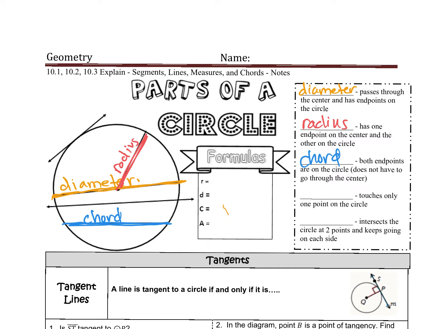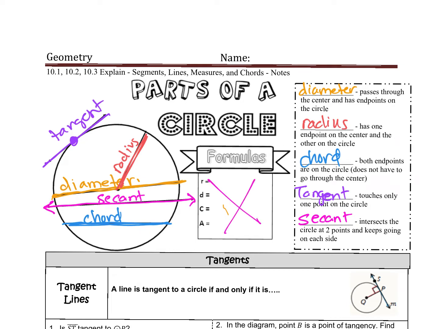Touches only one point on the circle. So right here would be the point it touched. It's only one point. This is called a tangent line. The last one is intersects the circle at 2 points and keeps going on each side. This is called a secant line. So if you look, these have arrows going on the end of each one of these. I am not going to go over the formulas because we really don't need them for today's lesson.